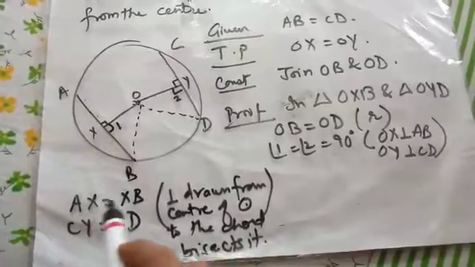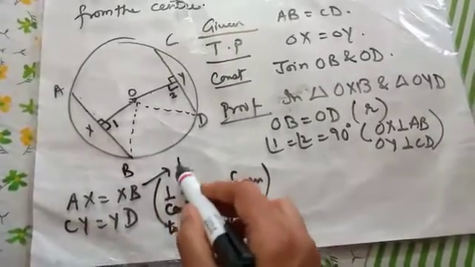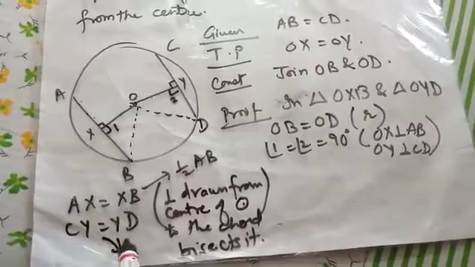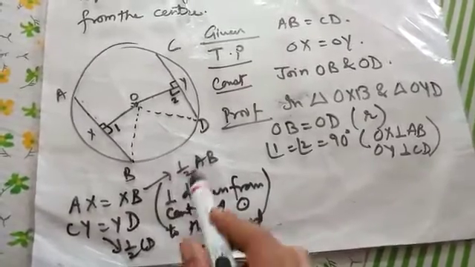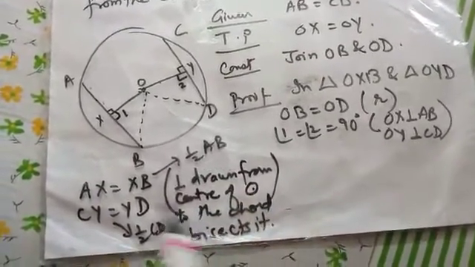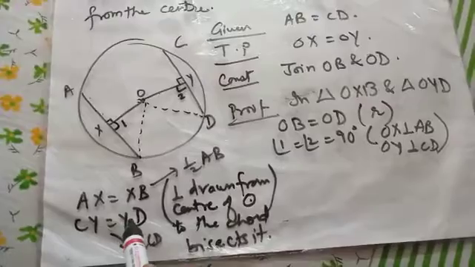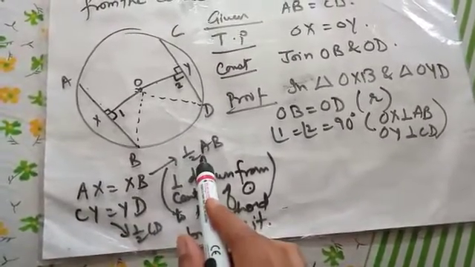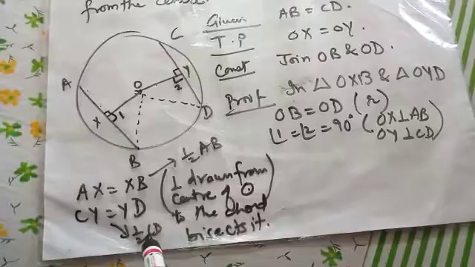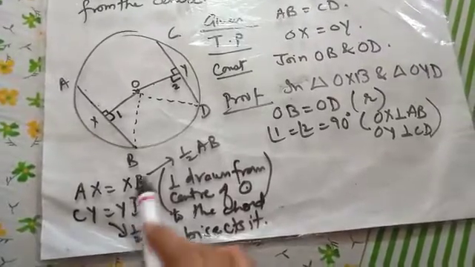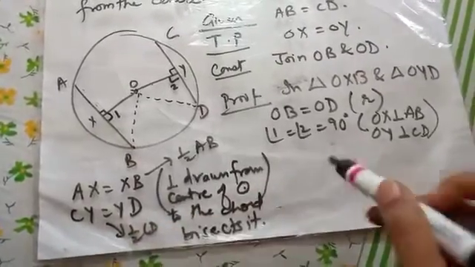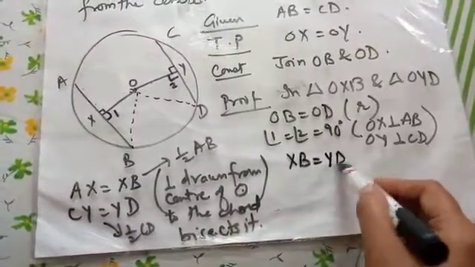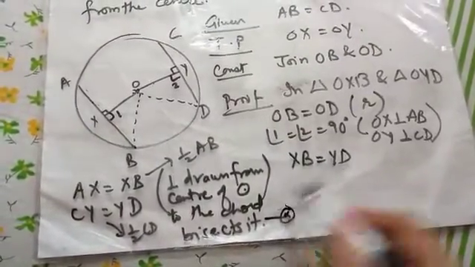Okay, now AX is equal to XB. Can I write this as half of AB? Both of them are equal. And this as half of CD. Now you know that AB and CD are equal. So can I say that XB is equal to YD? Just see it properly. AX is equal to XB is equal to half of AB and half of CD. They are equal. So all these parts are equal. So I am writing here XB is equal to YD, which is proved by star.